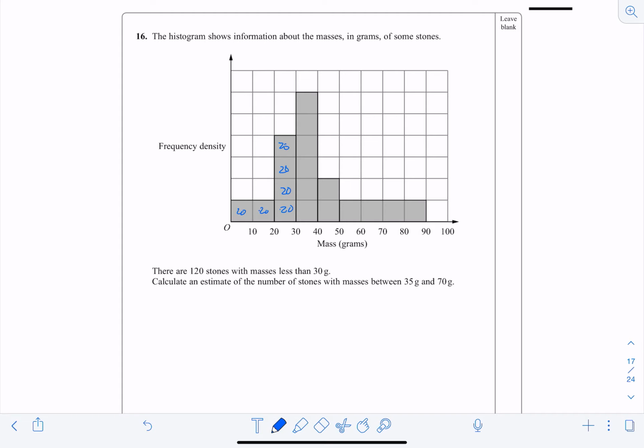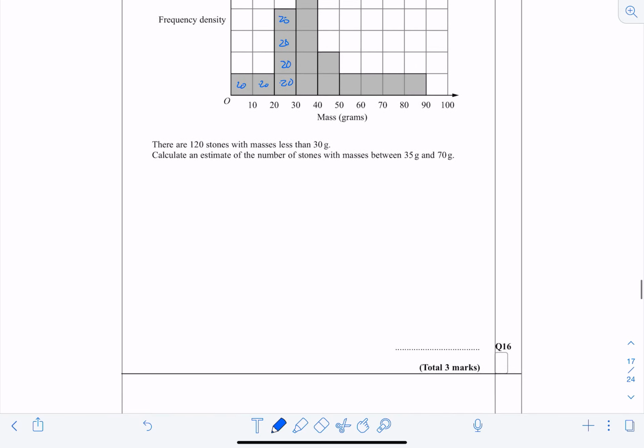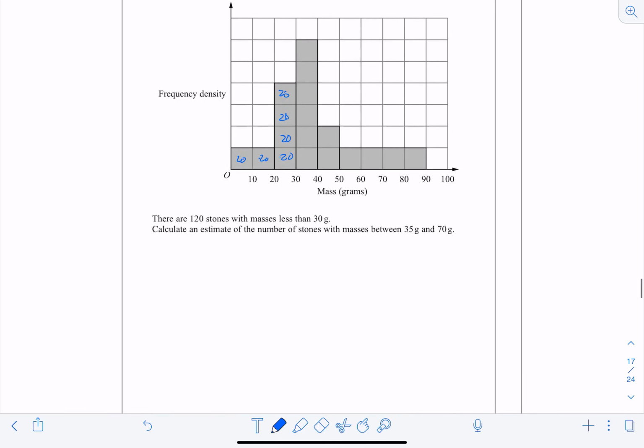Estimate the number of stones with masses between 35 and 70. Well, it's going to be half of that plus that plus those two. So I'm going to have 20 plus 20 plus 20 plus 20. Those two together make 20, those two make 20, and those two make 20. So 2, 4, 6, 8, 10, 12, 14.